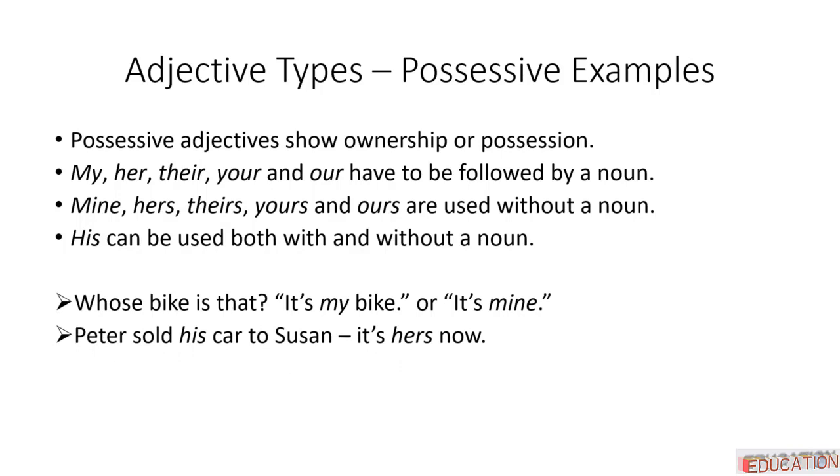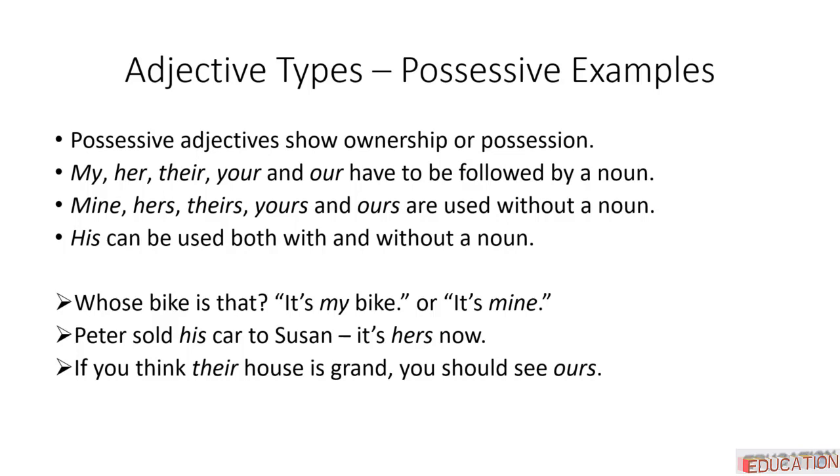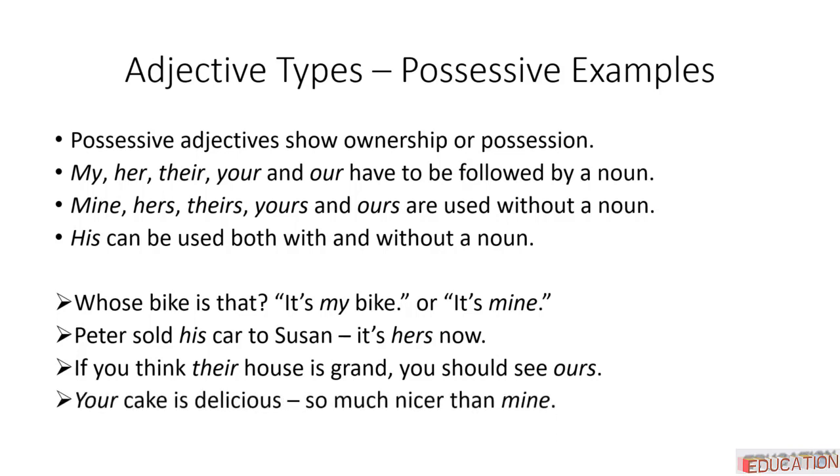Peter sold his car to Susan. It's hers now. So in this first half of the sentence, his car, and then it's hers now. So the hers has no noun after it. If you think their house is grand, you should see ours. Again, their is from the group that has to be followed by a noun, and ours is from the group that doesn't. Your cake is delicious, so much nicer than mine. And again, your with the noun, mine without.